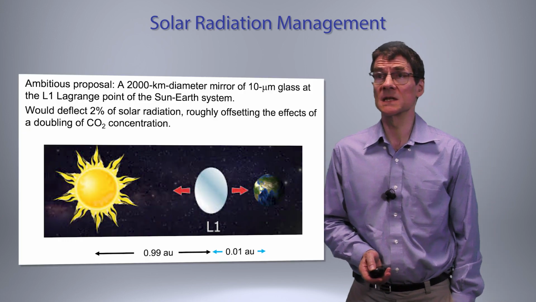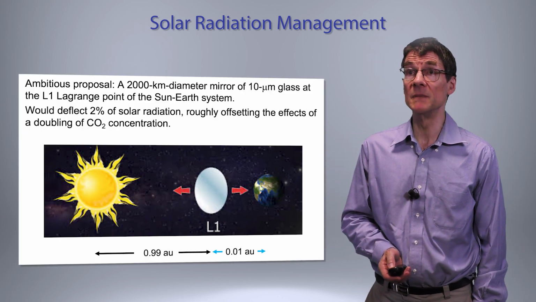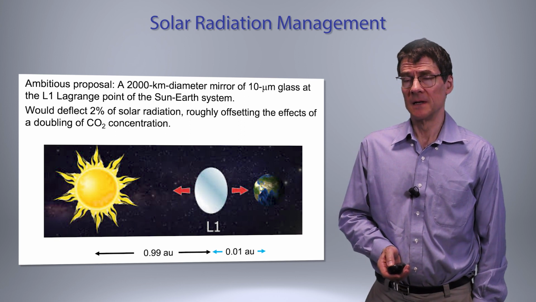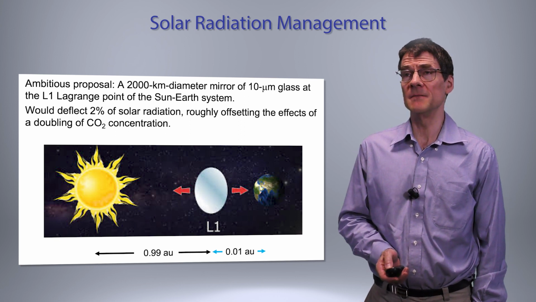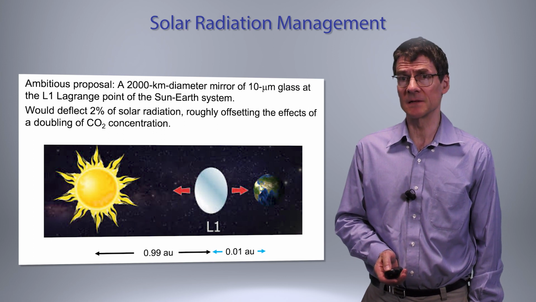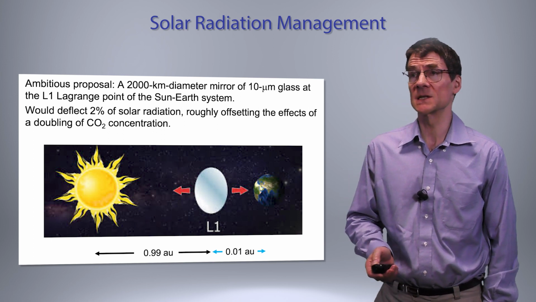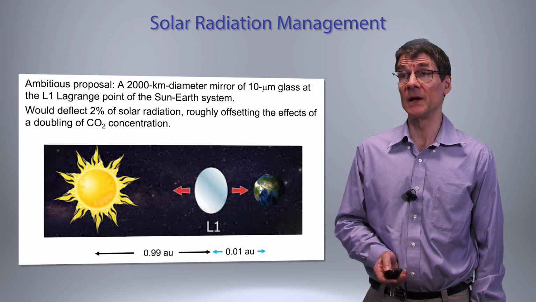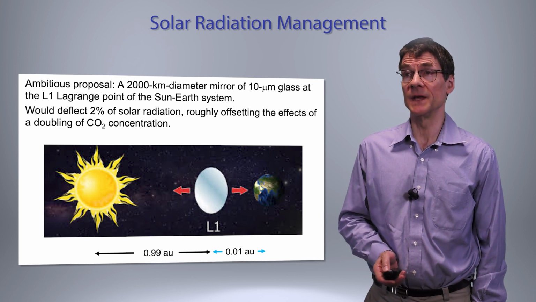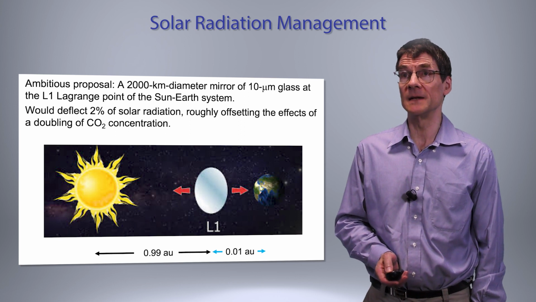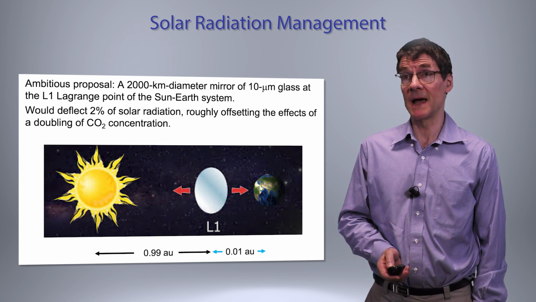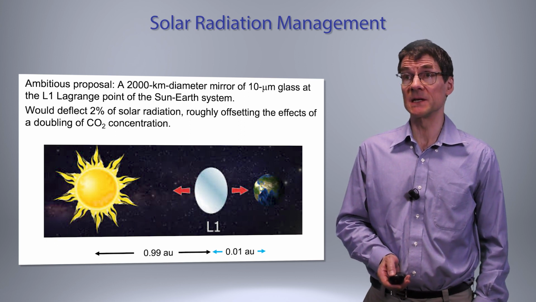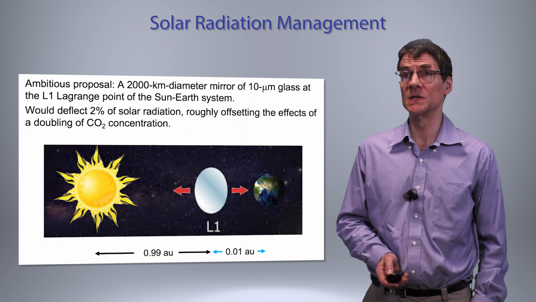Now here's the second slide on the mirrors in space showing the most ambitious proposal, 2,000 kilometer diameter mirror. And that's over 3 million square kilometers, so absolutely enormous, the size of a small country. And it would be built out of very thin glass, 10 micrometer. Right? So thin that you couldn't see it with the naked eye. Now the location matters because you want it to be fixed in place. You don't want it to drift out into space because then it's no longer going to be useful.